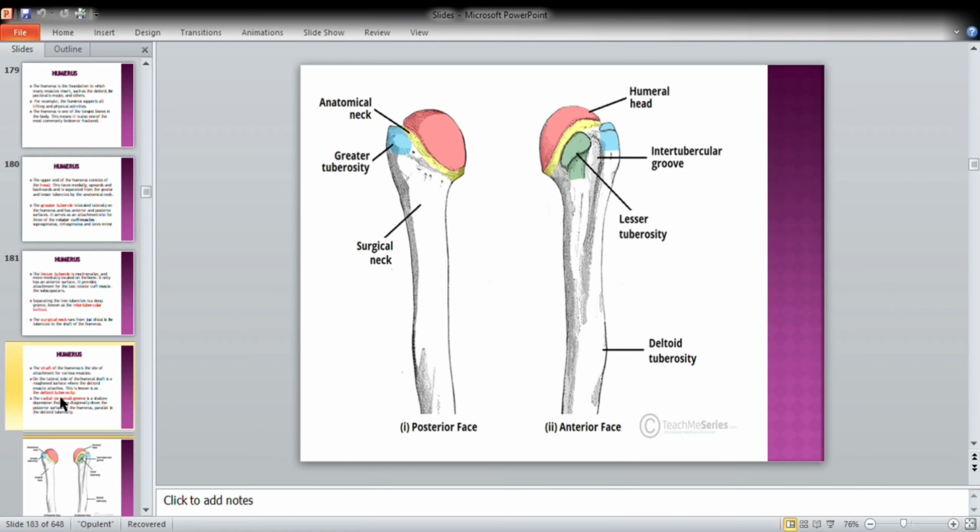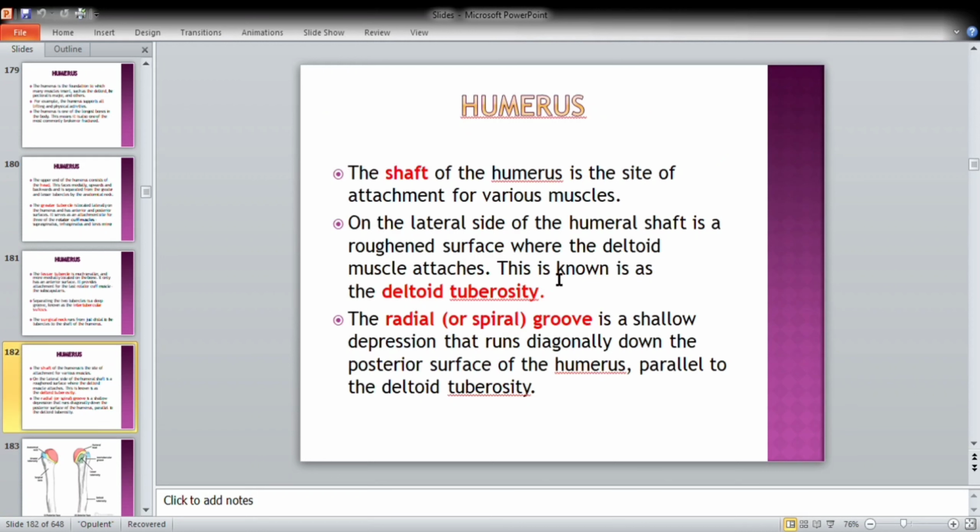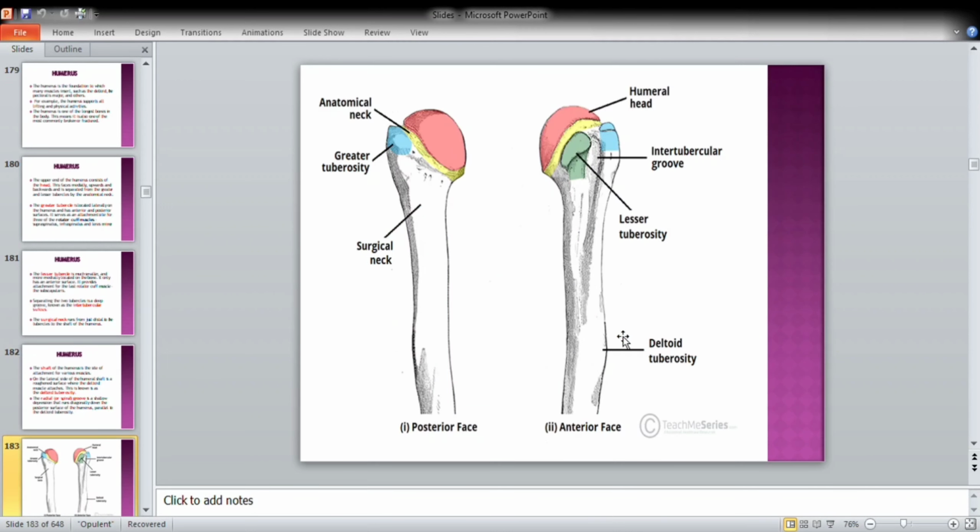The shaft of the humerus is the site of attachment of various muscles. On the lateral side of the humeral shaft is a rough surface. Which side is rough? The lateral side, where the deltoid muscle attaches. This point is known as the deltoid tuberosity. Here on the deltoid tuberosity, the deltoid muscle attaches, and this side is rougher and is located laterally.